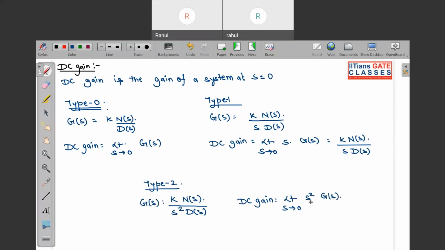Remember this, if the type of the system is 2, 3 or even n, you need to make a finite quantity. Over here, if we had simply taken s tends to 0 without this s square, then this term would have been infinite. We need a finite answer, so we have multiplied by s square. Okay, is this clear? Any doubt in this?